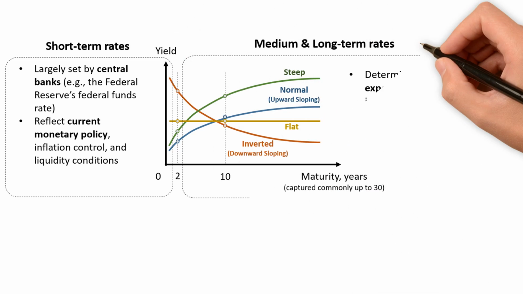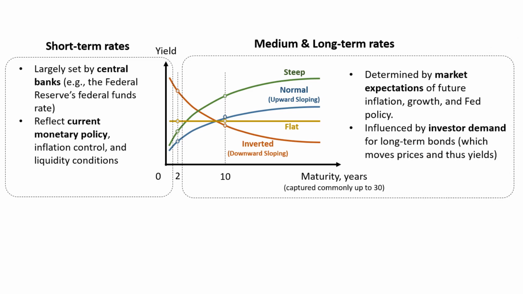What about medium and long-term rates, so the ones from 2 years onwards? They are determined by market expectations of future inflation, growth and Fed policy. Hence, they are influenced by investor demand for long-term bonds. Let's also take into consideration the following factors. Global factors like foreign investment or a looming debt crisis in treasuries can also push long-term rates up or down.